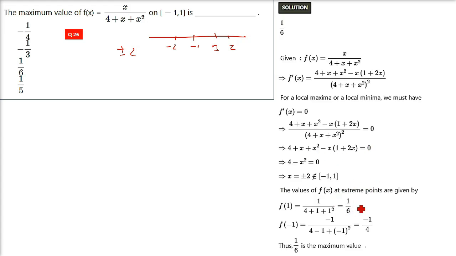So those who are following me, they know that 1 by 6 and negative 1 by 4 have already come. We have discussed this in detail, but you can just do it. If you have any problem, then just let me know. We can again take care of this question.